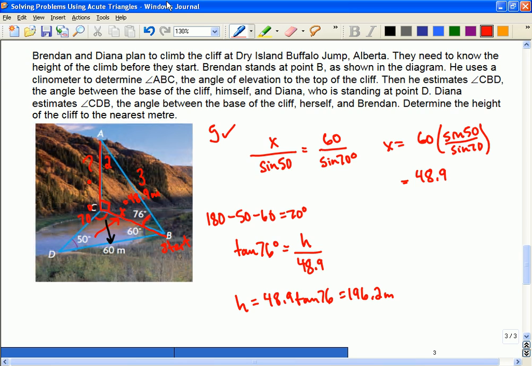The other thing you should think about, which would make more sense of why it's so much bigger, is that this is 76 degrees. That's pretty steep, right? So if it was 76 degrees, that's quite an angle to go up at 48.9 meters. So I think that's right, 196.2 meters.